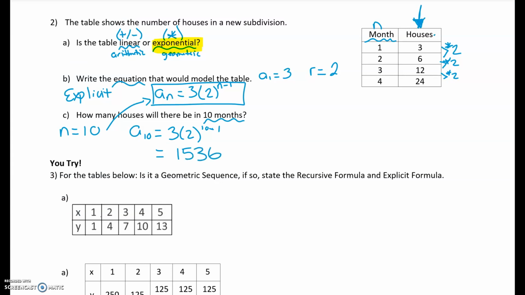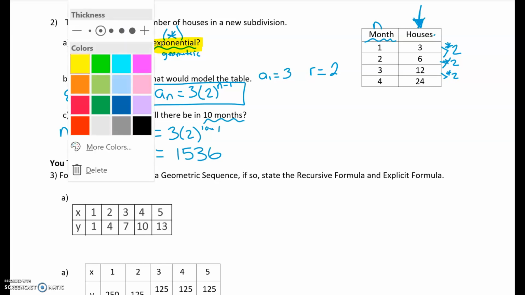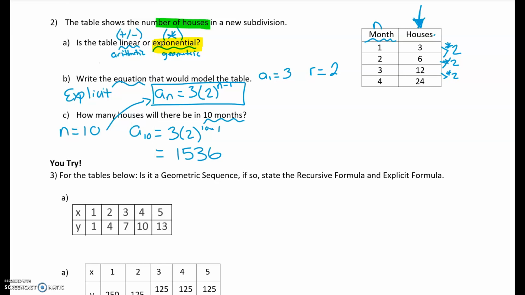1,536. Well, what is this representing? This is representing the number of houses. So here it said the number of houses. How many houses? 1,536. So we could write a sentence for this.